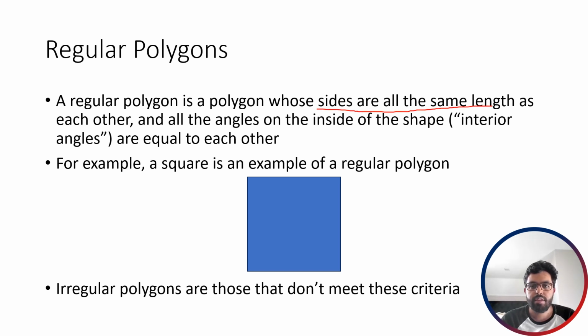So a polygon whose sides are all the same length as each other. For example, if we look at this square here, all four sides of the square are exactly the same length. And that's one of the criteria of a regular polygon. The other one is that all the angles on the inside of the shape, the interior angles. Interior just means inside. So if you've ever heard of interior decorating, it's decorating the inside of a house or of a building, right? So the angles on the inside of the shape.